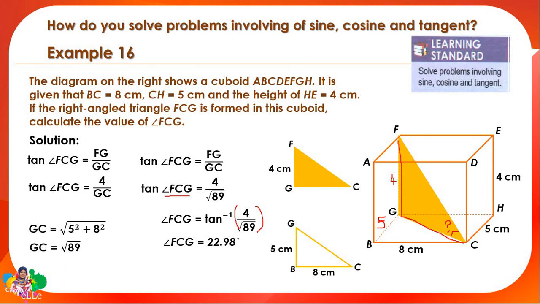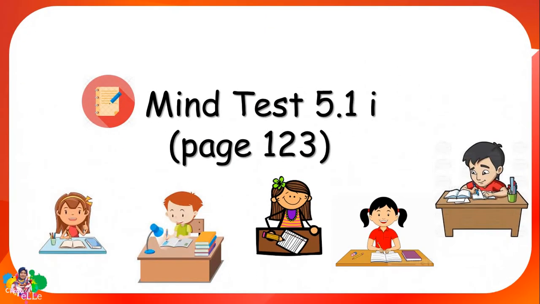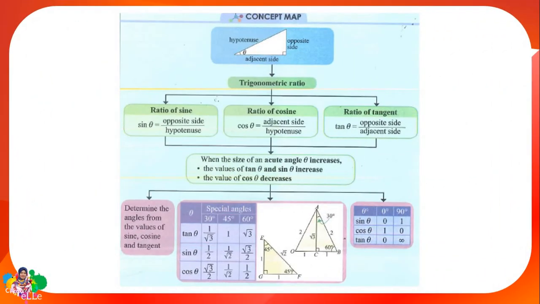So there are two examples on problem solving involving sine, cosine and tangent that I have shown you. Next, you have to do exercise to ensure you know how to solve the other problems. Please do the mind test on page 123 in your textbook. That's all for this topic that you have learned in trigonometric ratios, chapter 5.